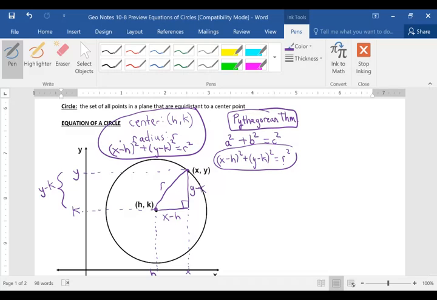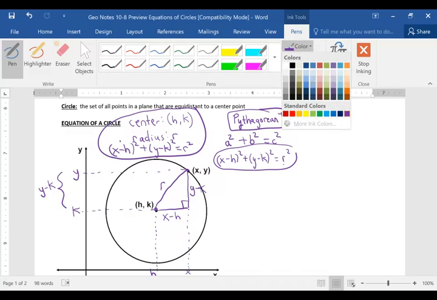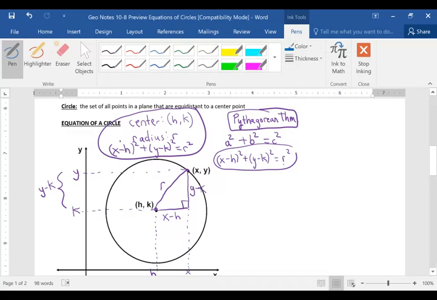Now, a lot of times it's nice to know a different way to get that same formula. And so let's derive it also by using the distance formula. Distance formula.